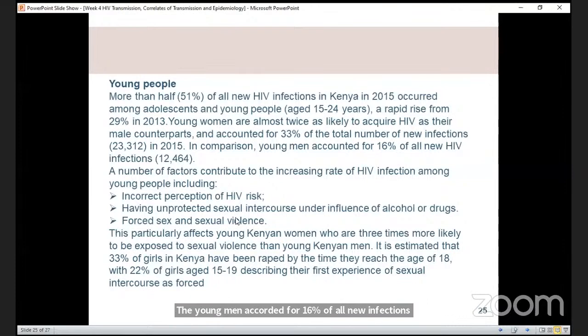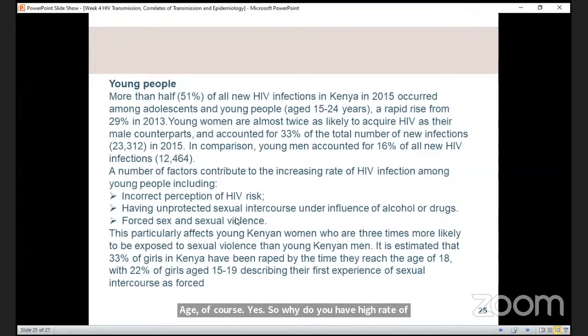New infections, okay. So if you ask yourself, why do we have this kind of statistics, or why is it that we have a high number of young people, especially between the age of 15 to 24, which is the university age, I suppose? Yes. So why do we have a high rate of infection, especially among the female population here?